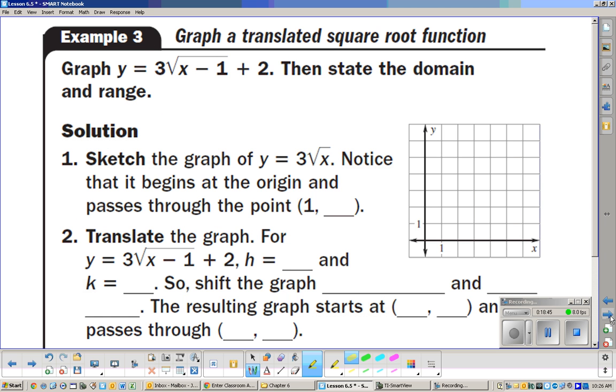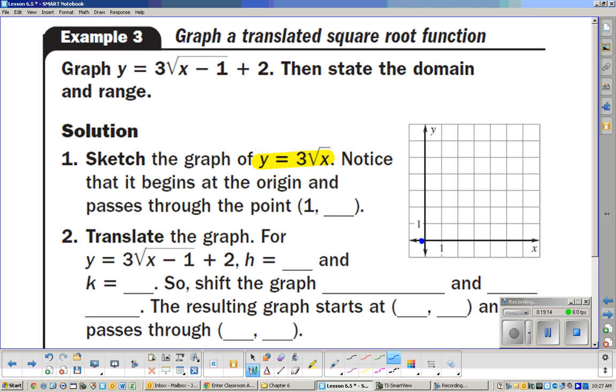Okay, here's our problem. Graph y equals 3 times the cube root of x minus 1, plus 2. And then we're going to look at the domain and range. Well, if we're going to start this thing, let's start by just graphing y equals 3 square root of x. Is it going to be a half parabola or an S-curve? Half a parabola. So this first little one, this parent, so to speak, I know it's going to go through 0, 0.